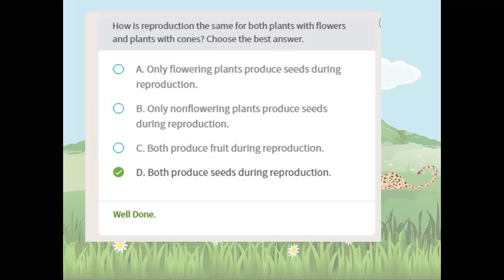Excellent, well done. It's D. Both of them produce seeds during reproduction. The flowering plant produces seeds through its flower, while the non-flowering plant produces seeds through its cones.